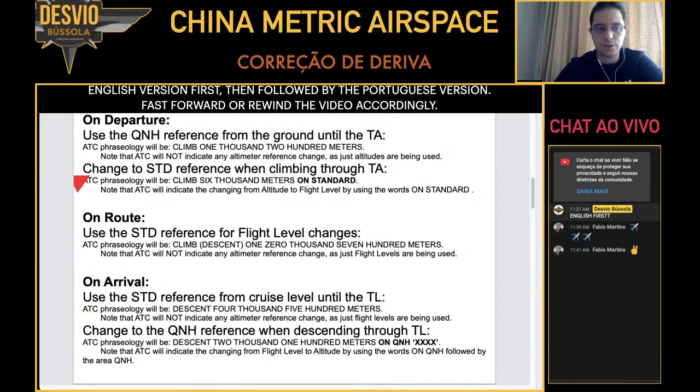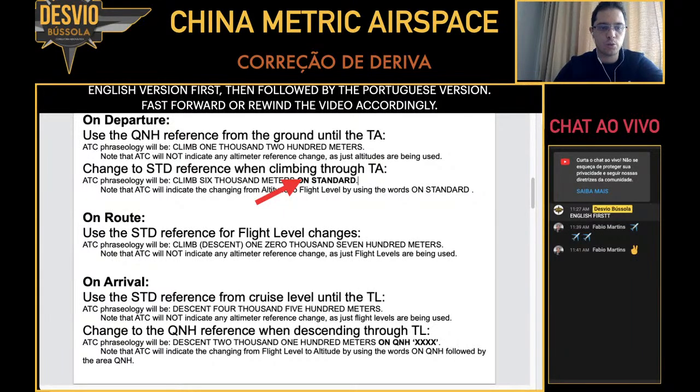So the ATC phraseology will now be "climb 6,000 meters", and they will include "on standard". That means you are transiting from an altitude to a flight level. So he just cleared you to maintain 6,000 meters, but now not on the QNH, but on the standard altimeter reference. So that means from now on you are flying flight levels.